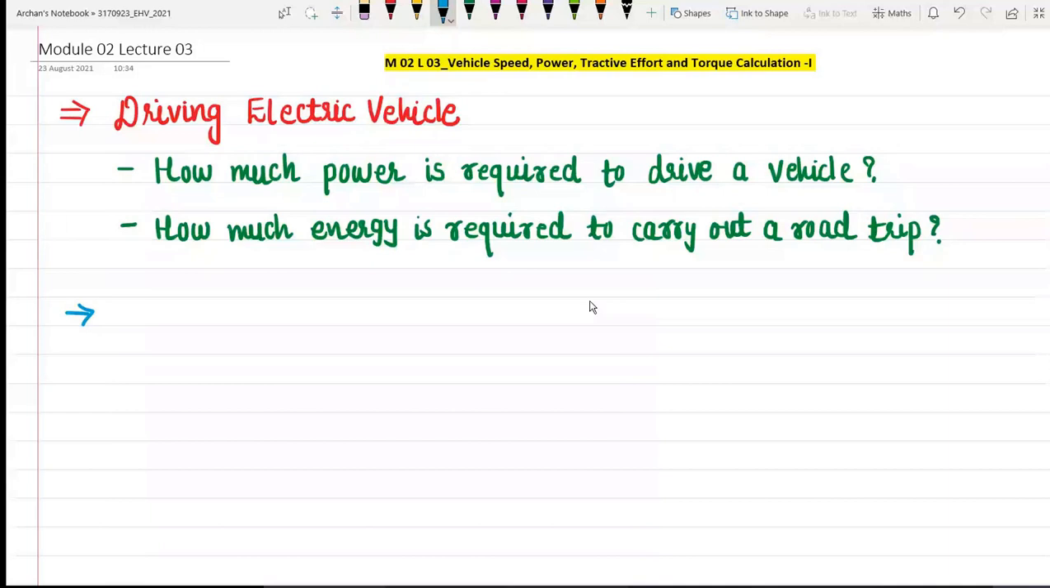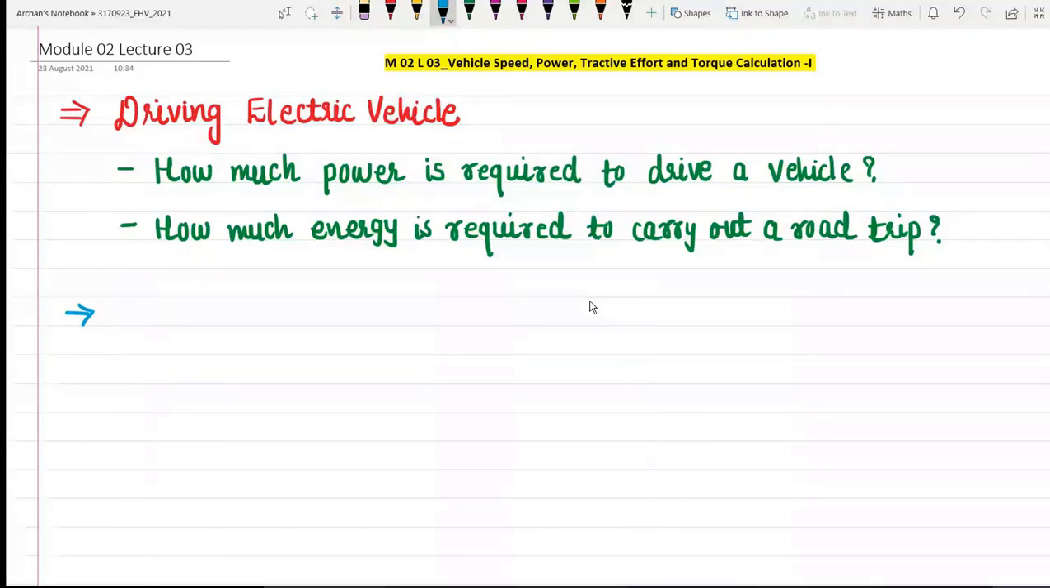We know the equations of all these parameters, but how do we find out the torque and force required to move the electric vehicle? So we will go through some of the equations and some simple examples such that we will get a clear-cut idea of how to find out the different performance parameters and efficiency of the electrical motor.